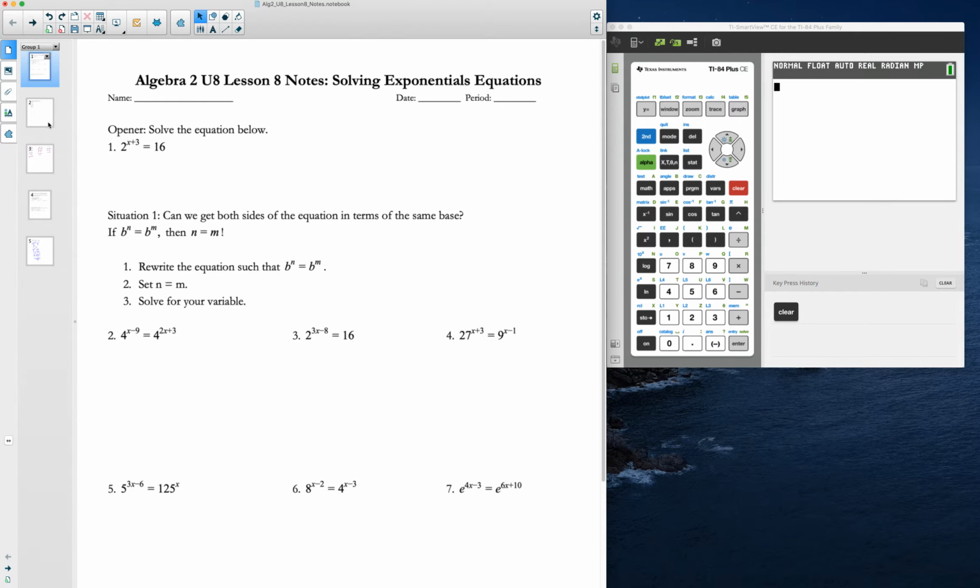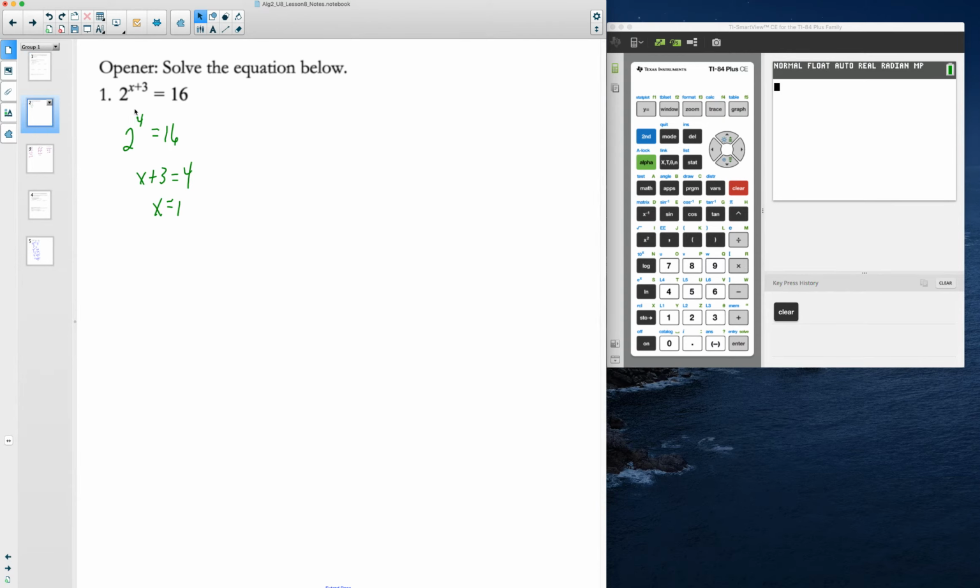Really what this comes down to is what we know is that 2 to the fourth is 16. So if 2 to the fourth is 16, that means that the exponent here, x plus 3, has to equal 4, which means x had to equal 1. So really what's happening here is we're trying to match both sides in terms of the same base.